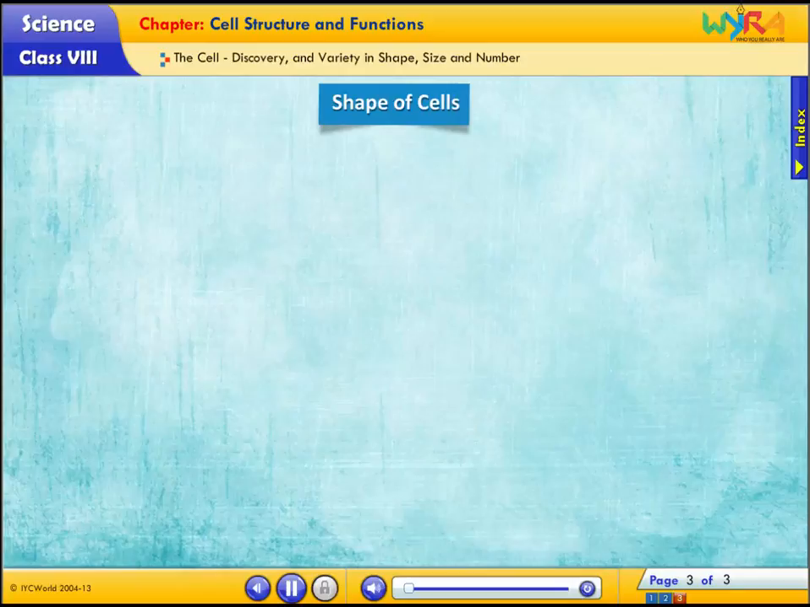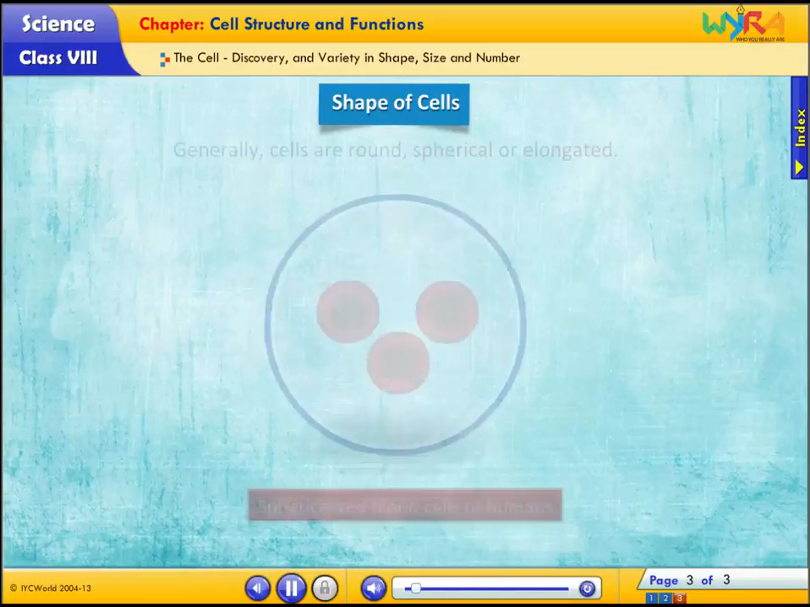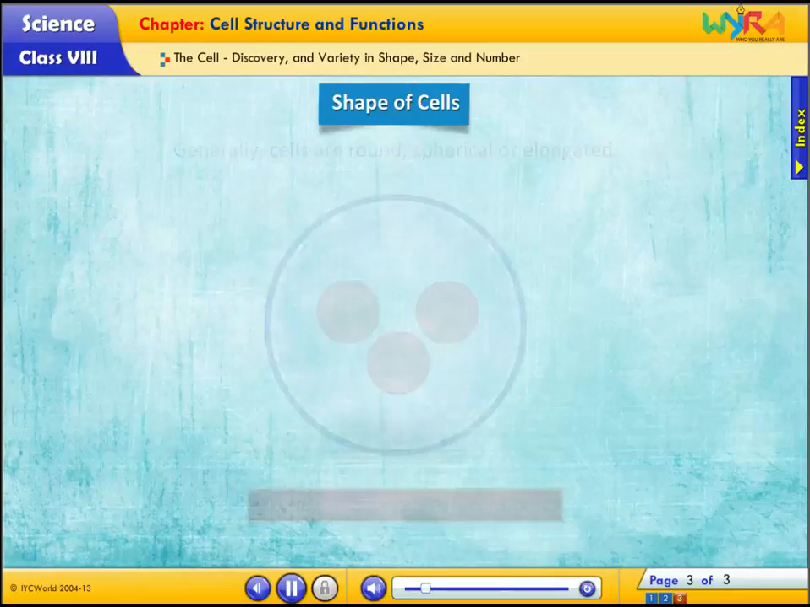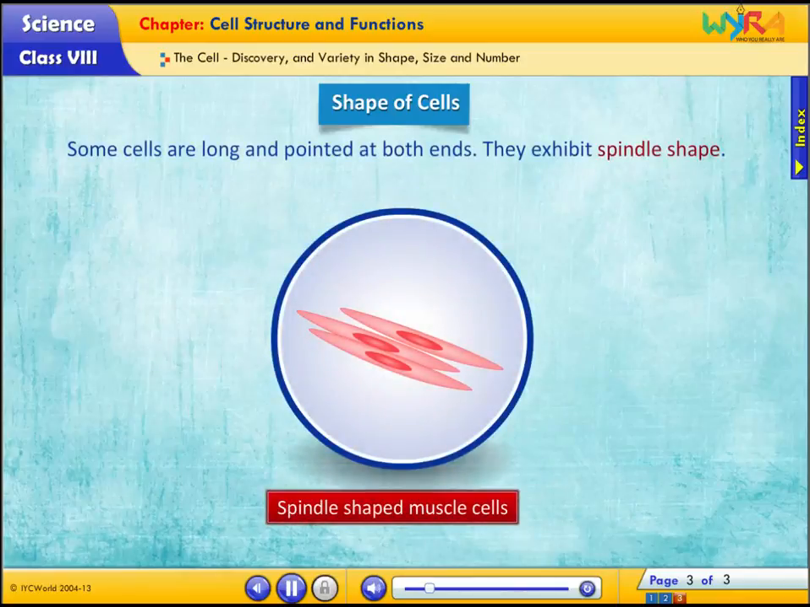Now let's learn about the variety found in the shapes of the cells of living organisms. Generally, cells are round, spherical, or elongated. Some cells are long and pointed at both ends. They exhibit spindle shape.